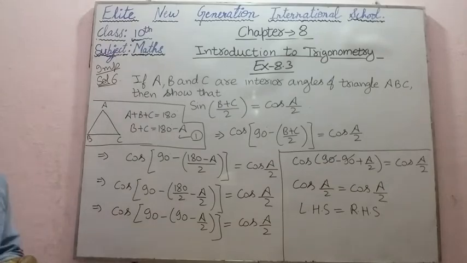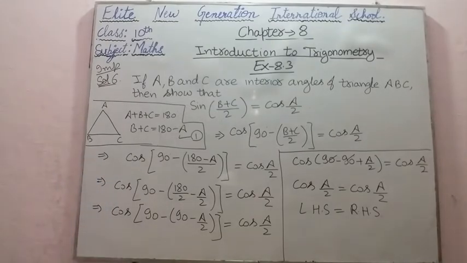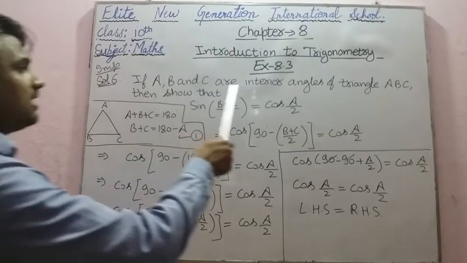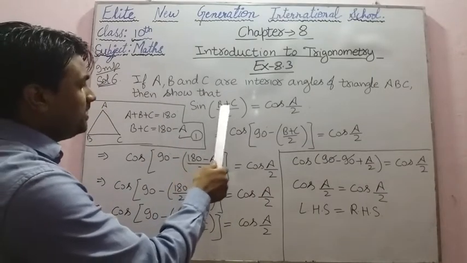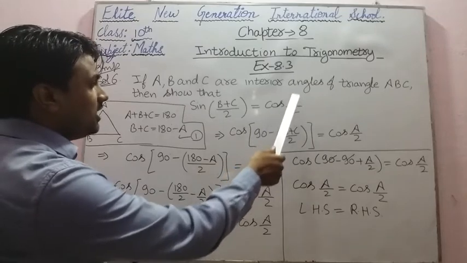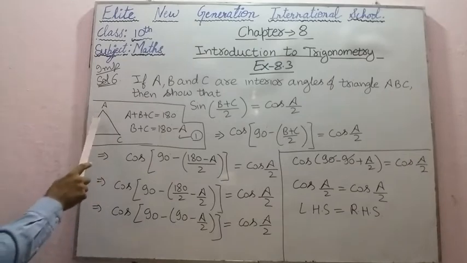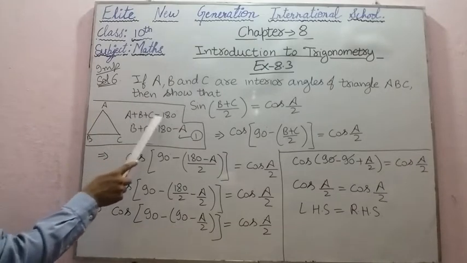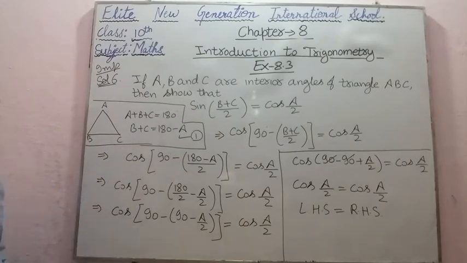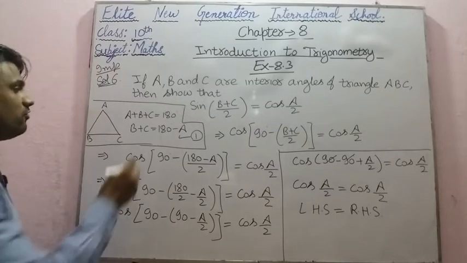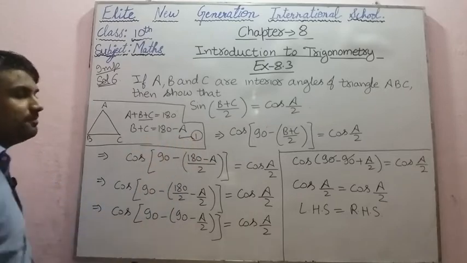In question number 6, we are given that A, B and C are interior angles of the triangle, and we have to show that sin (B plus C) upon 2 equals cos A upon 2. So here, as we know, A, B, C are the angles of a triangle, so we can say that A plus B plus C equals 180, because the sum of angles of a triangle equals 180. And if we want to find the value of B plus C, it will be 180 minus A. So this will be equation number 1.